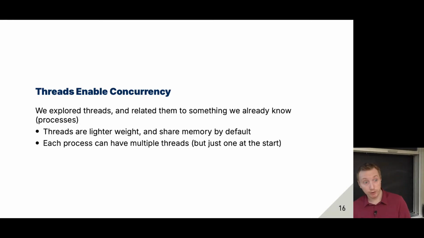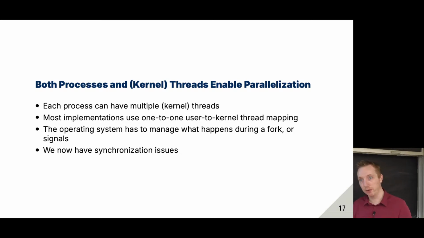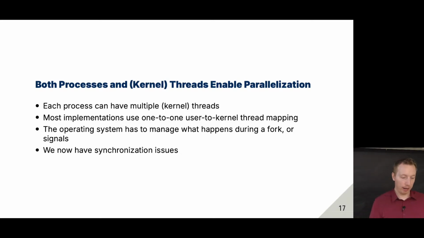But both processes and kernel threads at least enable parallelization. So there's different ways we could implement our threading library. Most implementations map one user thread, aka one of your pthreads, to a kernel thread. So the kernel actually manages all the scheduling and things like that. And if we have multiple CPUs on our system, it can run them all at the same time, aka in parallel. And then we also had some complications with what would happen when we fork, when we have multiple threads or signals.